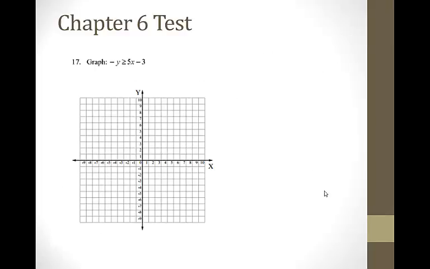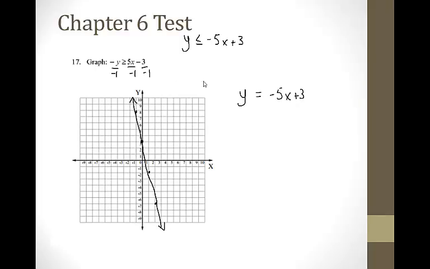And here's number 17. Negative y is greater than or equal to 5x minus 3. The first thing you want to do is divide by negative 1. So you get y, change the direction of the sign, because you're dividing by a negative, like this. Okay, we're going to start by graphing this line. So the y-intercept is at 1, 2, 3. The slope is down 5 over 1. Down 5 over 1. And so we will use this to draw the line. It's a solid line going like this.